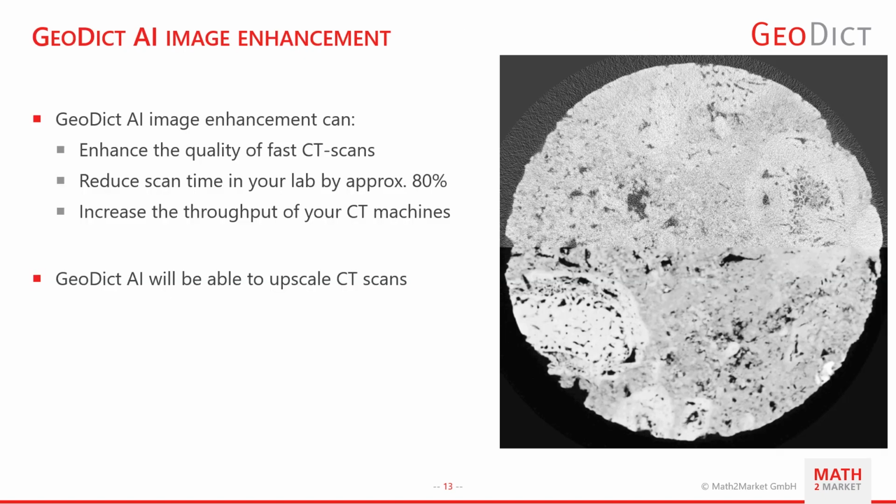To summarize everything, with GeoDict AI, we can now enhance gray value images and enable a reduction of your CT scan time in your lab by approximately 80%. And by this means increase the throughput of your CT machines significantly. In the future, we will also investigate how we can apply this method and how well it works for upscaling CT scans from lower resolution to higher resolution.